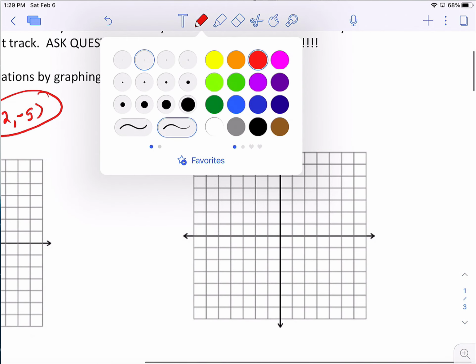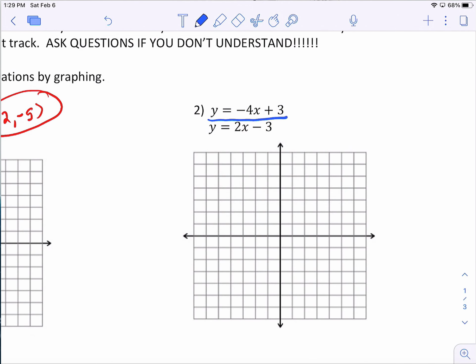Number two, y equals negative 4x plus 3, so positive 3 for the y-intercept, negative 4 for the slope, 1, 2, 3, 4 up and 1 to the left, or 1, 2, 3, 4 down and 1 to the right. And I'm just going to do one more just to finish it off. Okay, come on, make a straight line. There we go.